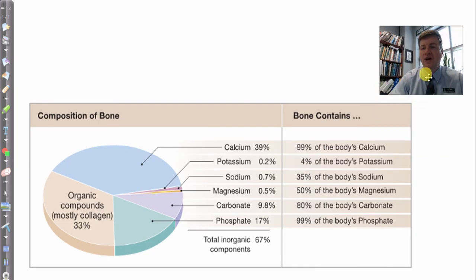This just shows you, if you look at the chemical composition of bone, the major ingredients, and you see the total inorganic pieces and the organic pieces. So bone is roughly 1/3 organic and 2/3 inorganic.